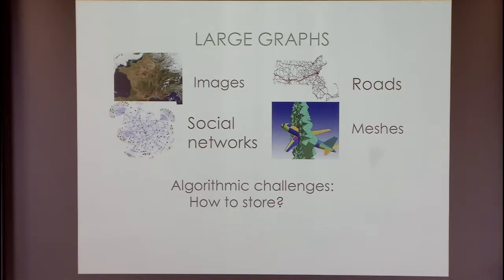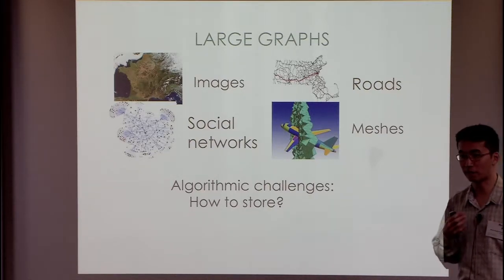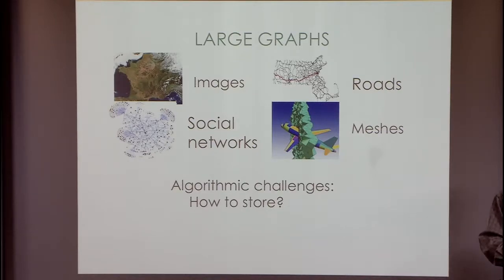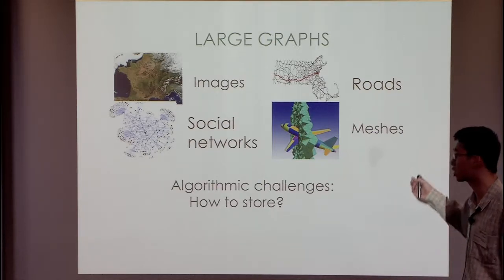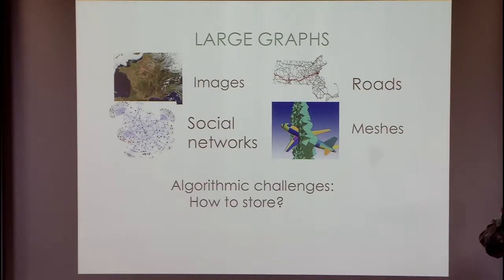So the problem is motivated by large graphs. Specifically that I have large graphs showing up in many real data sets. For example, images, I take pixels, these are my vertices. Road networks, junctions are vertices. Social networks, everybody's a vertex. Friendships are edges, and meshes where the space is discretized into a point set.